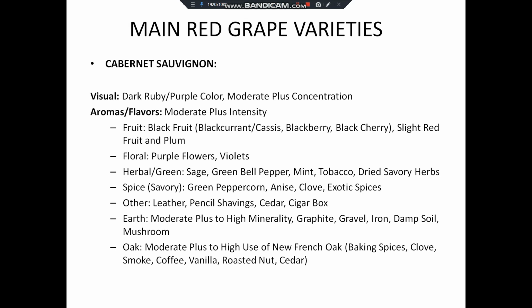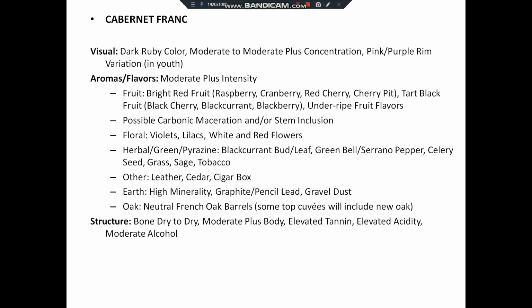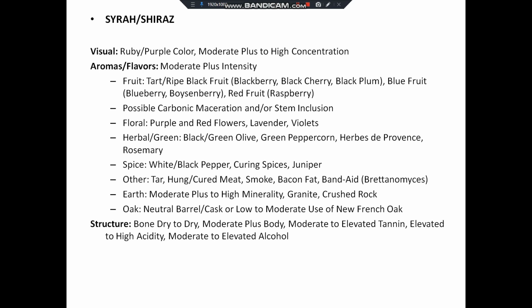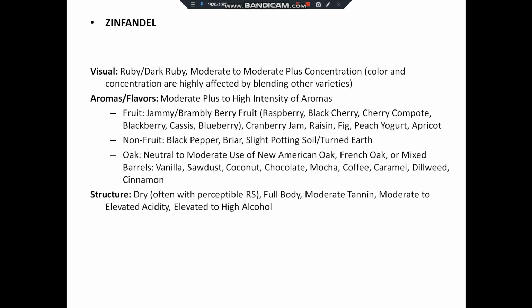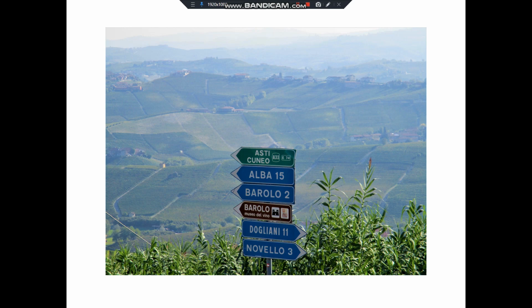And then we go briefly here over the main grape varieties. I'll include the slides, this PowerPoint, in the description below, so you can go over it. But all the main red grape varieties: Cabernet Sauvignon, Merlot, Malbec, Pinot Noir, Cabernet Franc, Nebbiolo, Syrah or Shiraz as they call it in Australia, Zinfandel, Tempranillo, and these are your main red grape varieties.